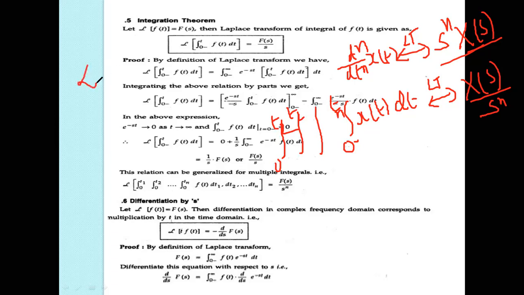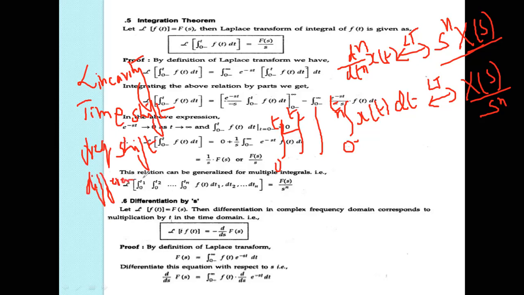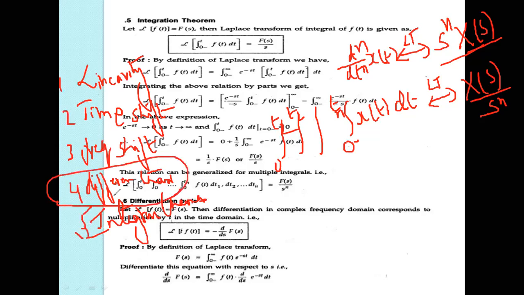One is the linearity property. Second is the time shift property, a translation in time. Third is the frequency shift, translation in frequency, with a complex function. Fourth is the differentiation theorem, differentiation in time domain. And fifth is the integration theorem. These are the five we discussed in the last class. Only the fourth property has a difference between bilateral and unilateral.